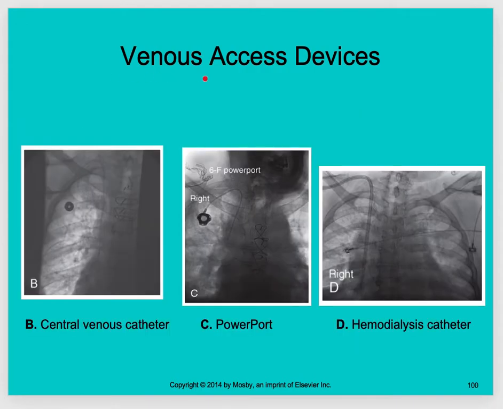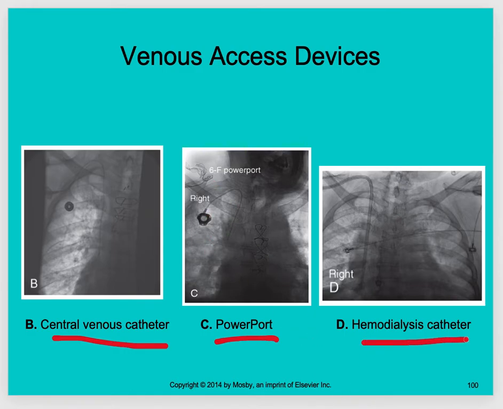So venous access devices, a central venous catheter. These are placed in the OR. Patient is put under. A lot of times you'll have C-arm just to verify placement. This is a power port, so they'll place these, and once again as well, like I said, sometimes you'll have C-arm to verify placement, and then always a chest x-ray.